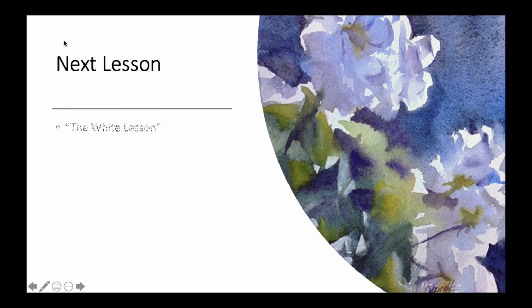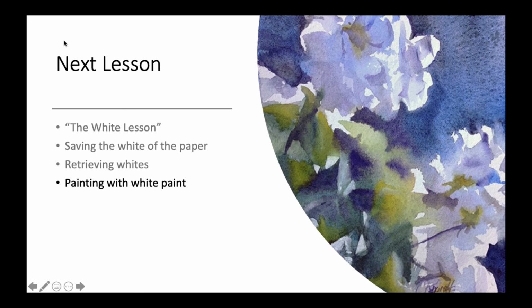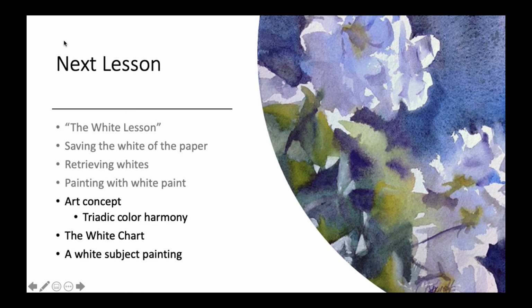Our next lesson is the white lesson. You'll learn to save the white of the paper, retrieve whites once painted, and paint whites using white paint. We'll bring in a new art concept for triadic color harmony. We've already discussed monochromatic, complementary, and analogous. Now we're going to bring in triadic color harmony. We're going to create a white chart and a white subject painting.